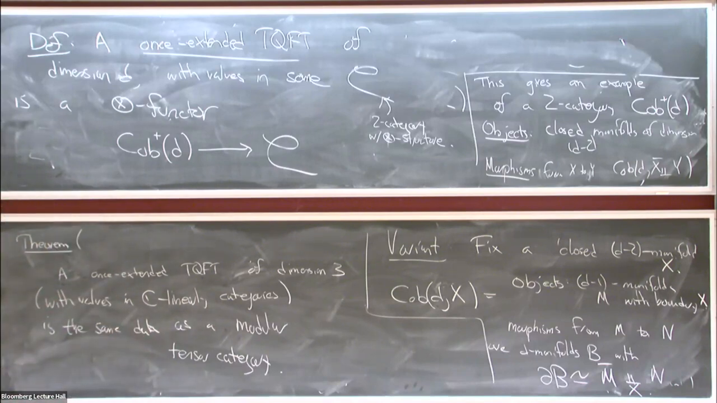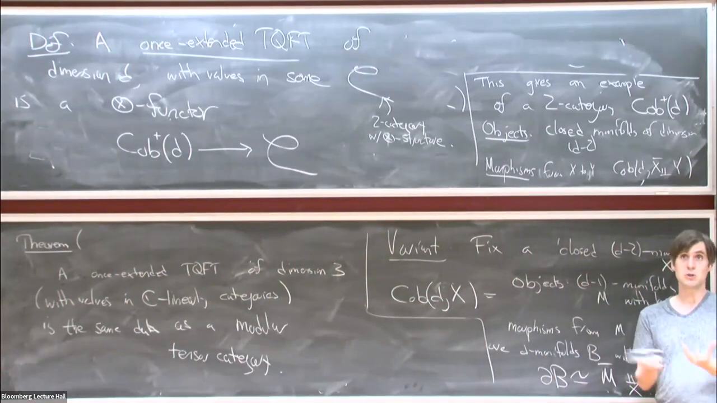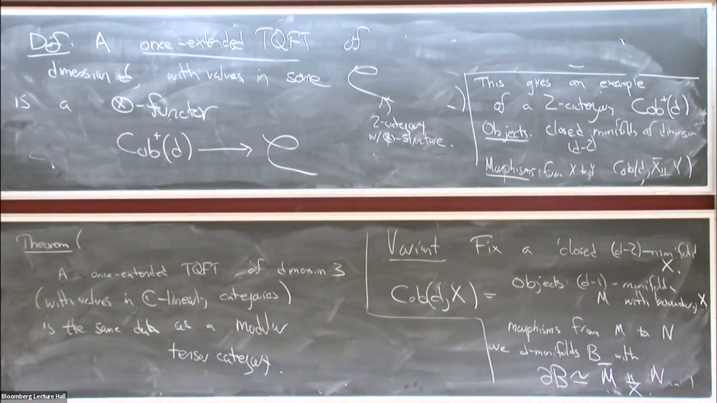Let me say a word about what would be the purpose of making this definition of an extended theory. First of all, it's more complicated to define what it is, and therefore maybe harder to find examples of them. But it's easier to control the amount of data you need to specify. One of these once extended things, at least when valued in C-linear categories, is determined by the modular tensor category that you associate to the circle. The data of a modular tensor category is something you can contemplate independent of the geometry of manifolds. You can try to write down examples of modular tensor categories that come from purely algebraic constructions. And then by the Reshetikhin-Turaev business, you can couple it to this kind of theorem and extract invariants of three-manifolds from it.